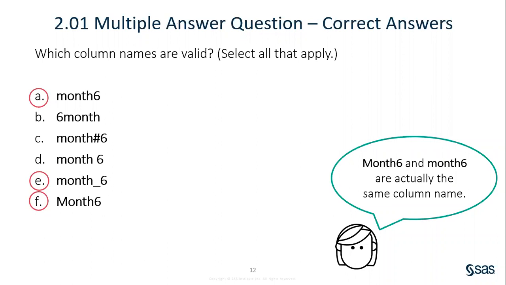So why not B, C, and D? It's because it's starting with a number, a numeric value. Correct. Here it has a special sign, and here you have a space. So this B, C, and D is invalid.